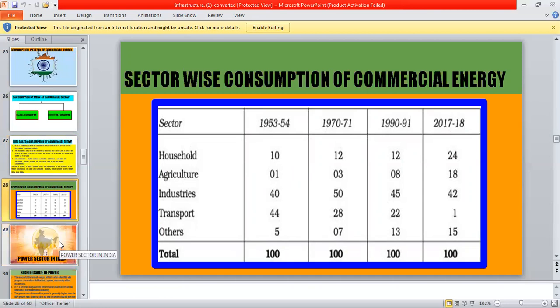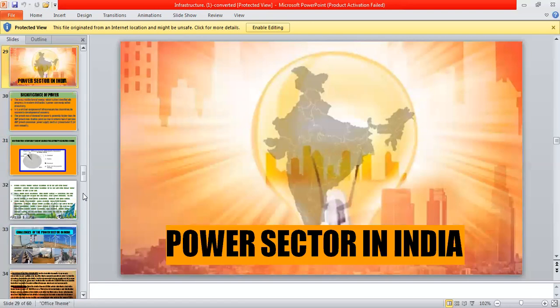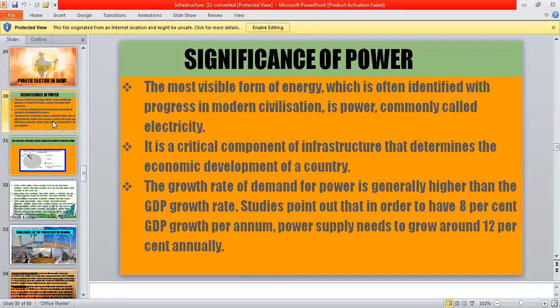Now let us study in detail the power sector in India. Why is power so important? It is the most visible form of energy, which is often identified with progress in modern civilization. Power is commonly called electricity. Electricity, you cannot think of your life without electricity even for one single day.